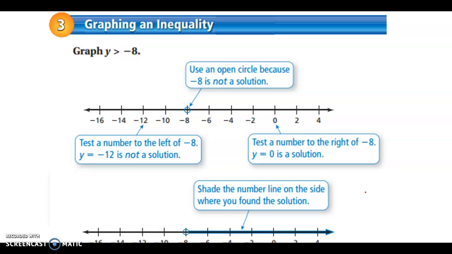So here's an example from the book. Y is greater than -8. So the circle is empty at -8. And then the greater than, all the numbers greater than -8 are all the ones to the right. And so there's your graph right there. So empty circle at -8, and then greater than's everything to the right.